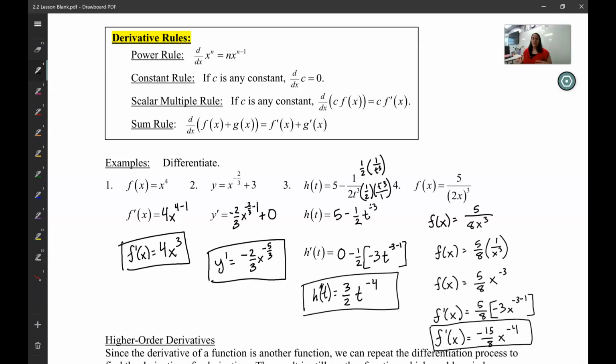So that's a quick overview of the first 4 derivative rules that we're learning. In the next video, we'll talk about higher order derivatives, meaning taking the derivative more than once.